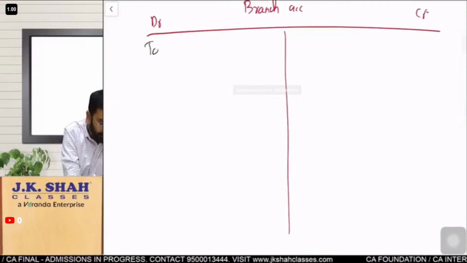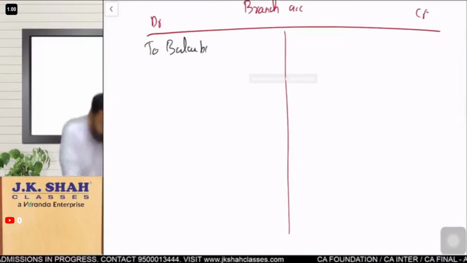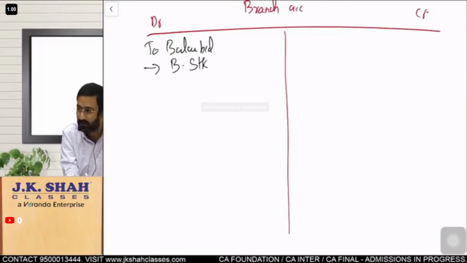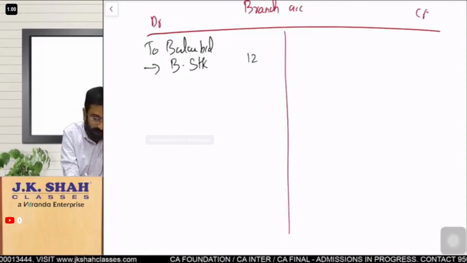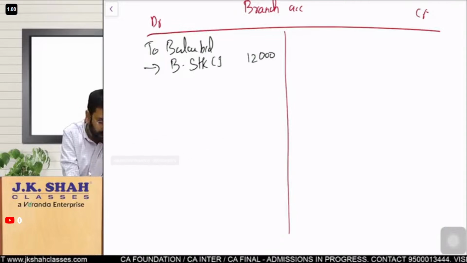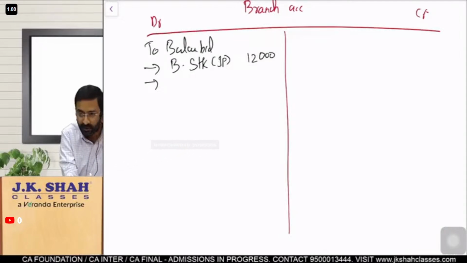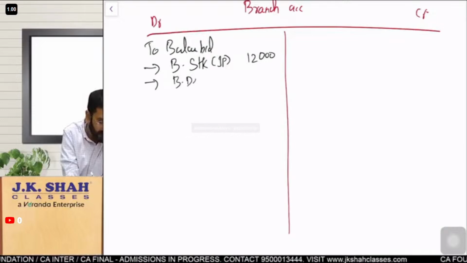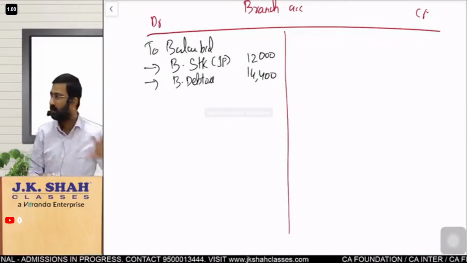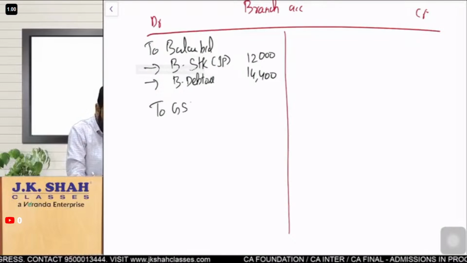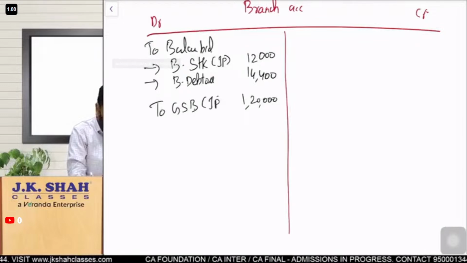We'll start with to balance brought down. What all? Branch stock. How much? Branch stock 12,000. At which price? Invoice. Branch cash opening? No. Branch debtors 14,000. See, I'm trying to do the same question under the debtors system. To goods sent to branch, I think 120. Goods sent to branch 120.